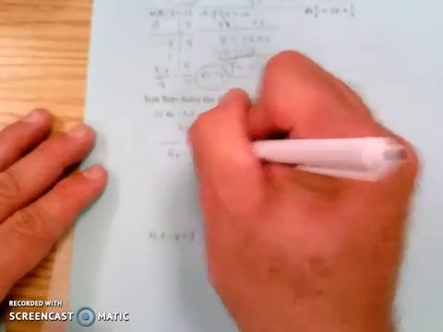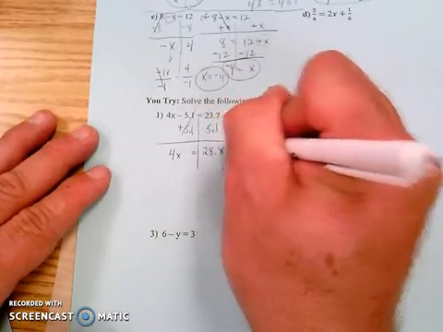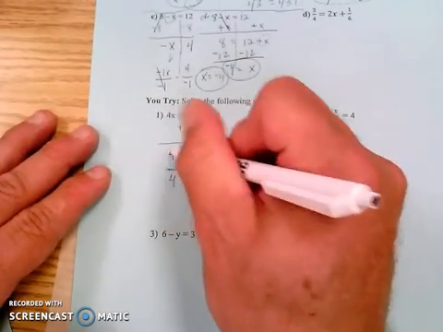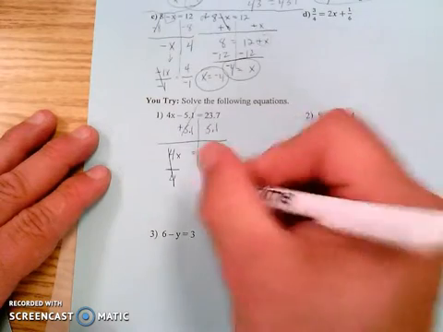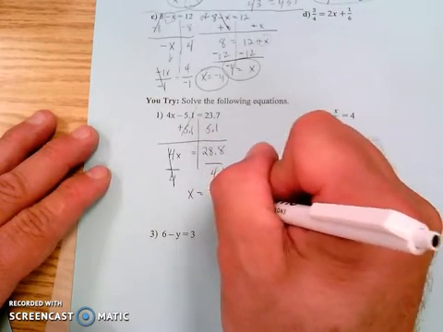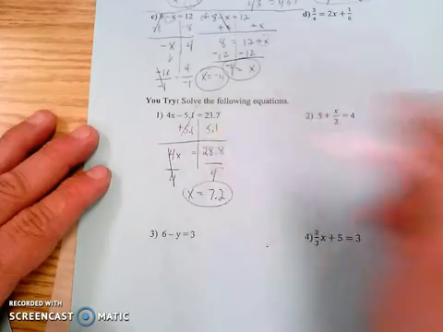I get 4x equals 28.8. Divide by 4. Divide by 4. And you'll actually get x equals 7.2 on that division.